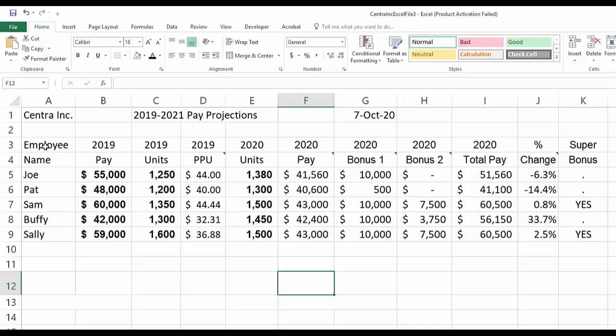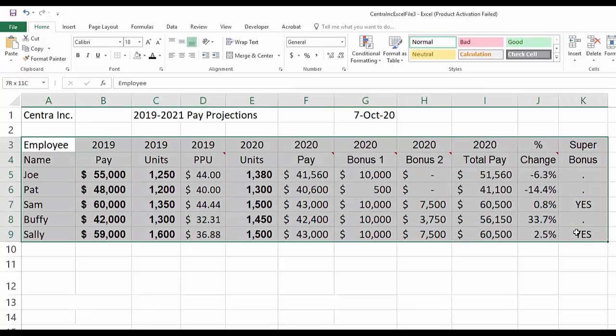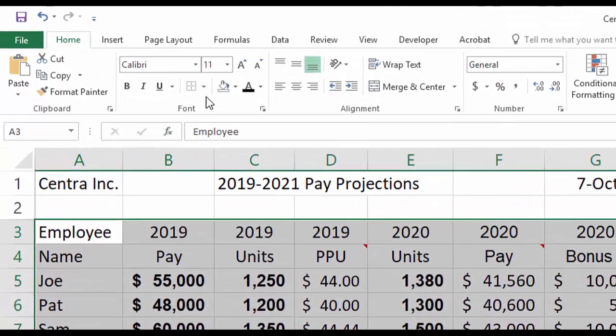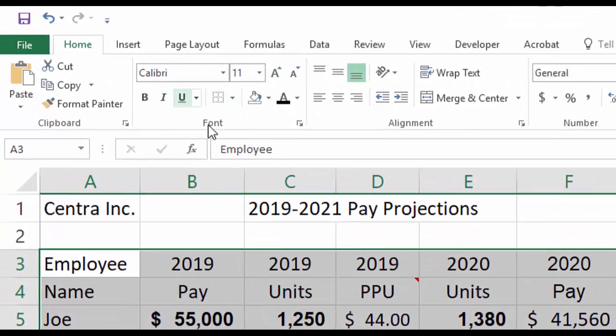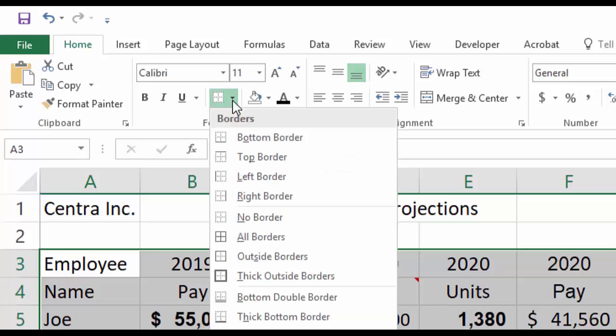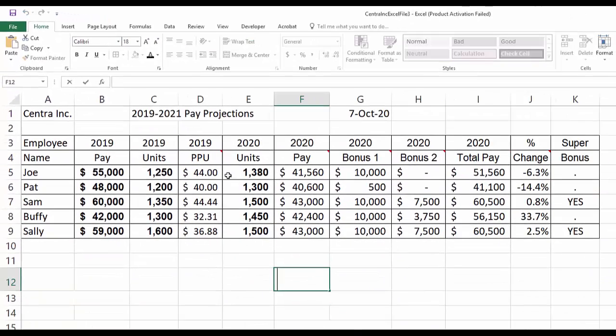You highlight from A3 all the way to K9, so all of it. And we're going to put lines in. So at the top of the screen next to bold, italics, underline, there's a borders button. We're going to choose all borders. Later you want to play around with these subtotal, grand total features here. But we'll do all borders and you see lines.